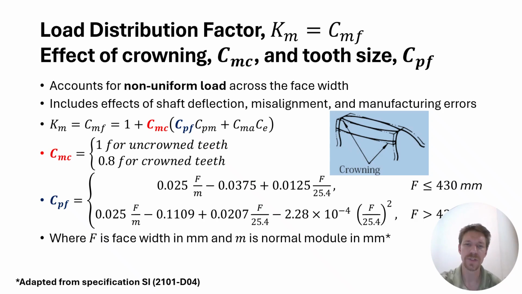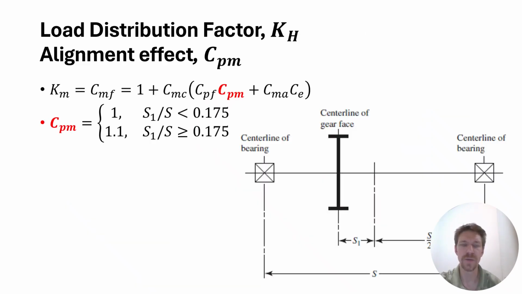We're not done yet. We've got C sub PM, C sub MA, and C sub E. So let's keep going. C sub PM is a factor that accounts for the alignment. When we say alignment, we mean how well centered is the gear between the two bearings. So if the gear is in the exact center between the two bearings, then that factor C sub PM equals 1. If it's off center by too much, by more than 0.175, then that factor gets worse. So we have to take a value of 1.1 for that factor.